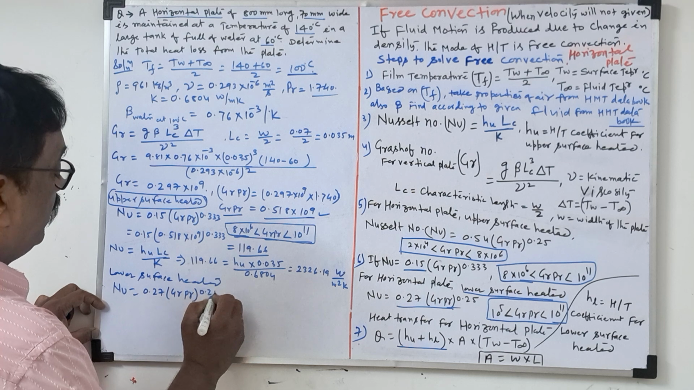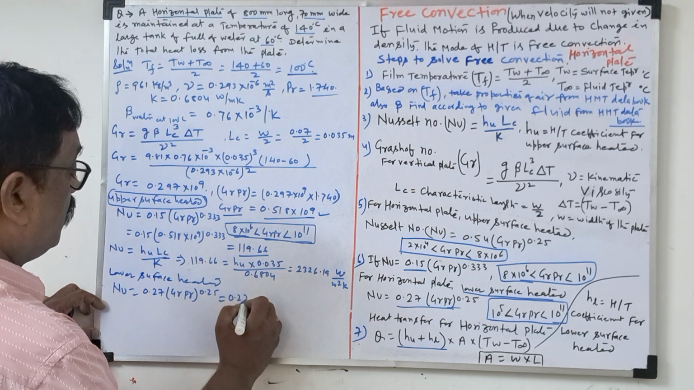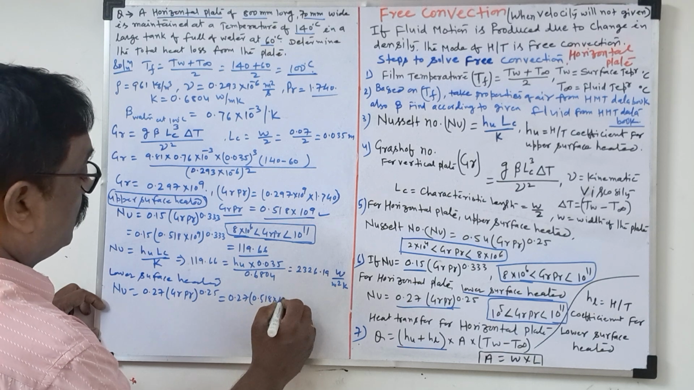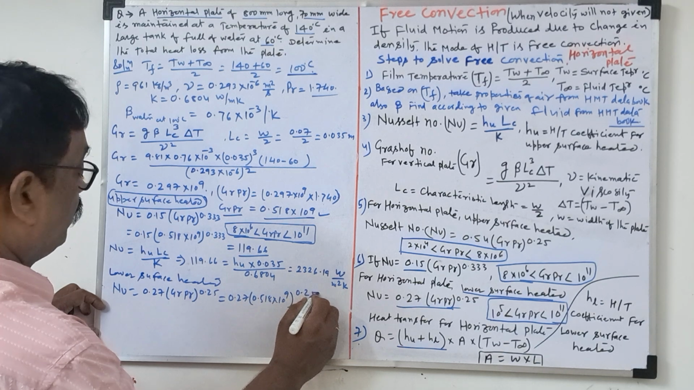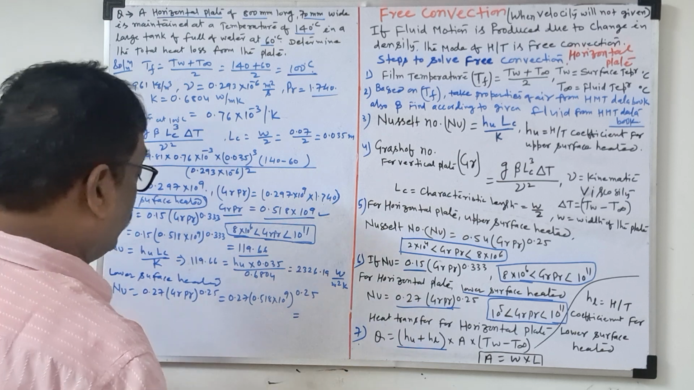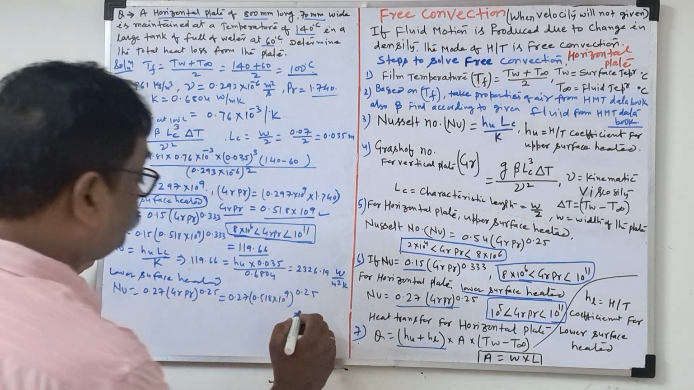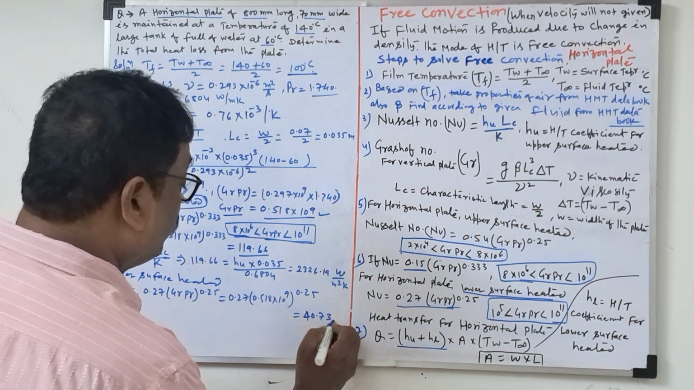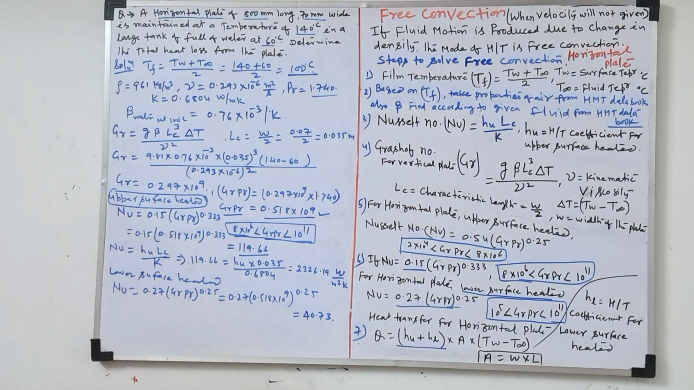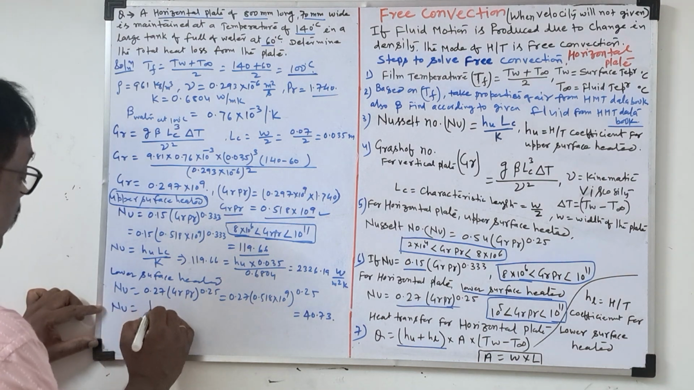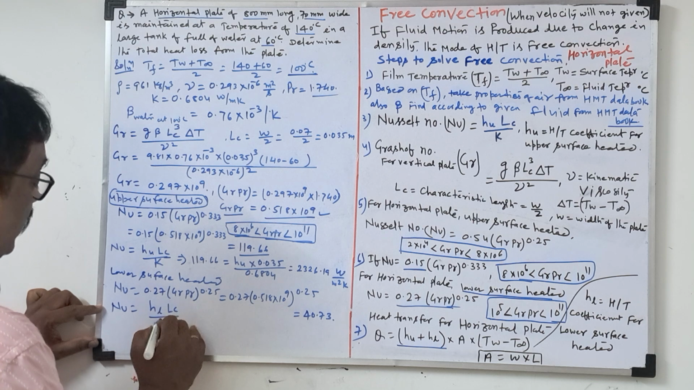If we substitute the same value here, 0.518 into 10 power 9, power 0.25, this way you will get the Nusselt number 40.73. This we got for the lower surface heated. Now Nu is equal to HL LC by K.